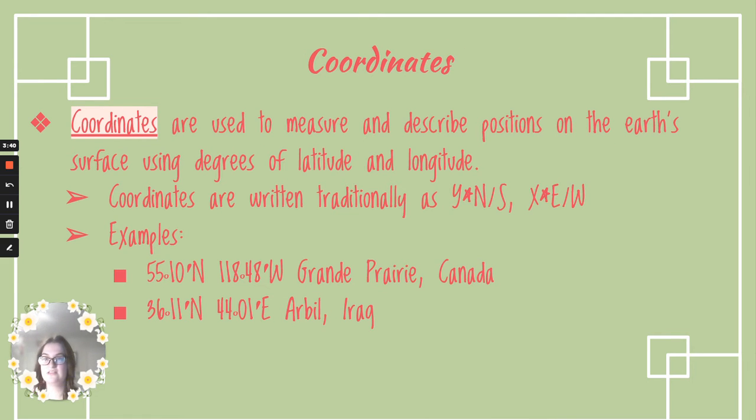And then we have coordinates, which are primarily made up of latitude and longitude, and they're used to describe positions on Earth using degrees of latitude and longitude. Coordinates are traditionally written as a number of degrees north or south and a number of degrees east or west. When you're writing or reading coordinates, it's done as a number of degrees, minutes, and then seconds. There usually will be extra numbers. This is the minute, and then there'll usually be another one here, which would be the seconds.